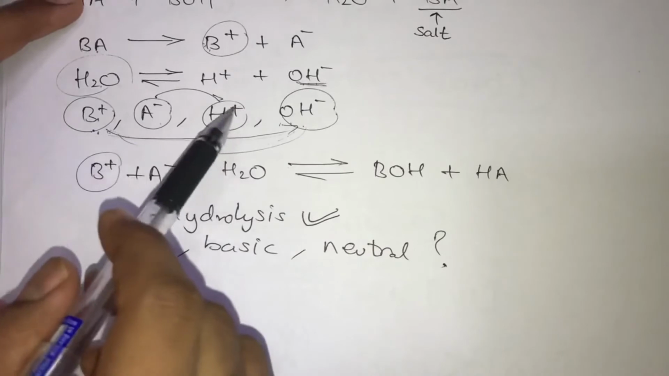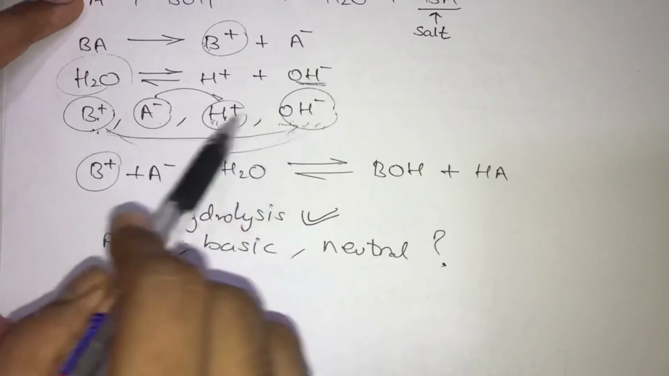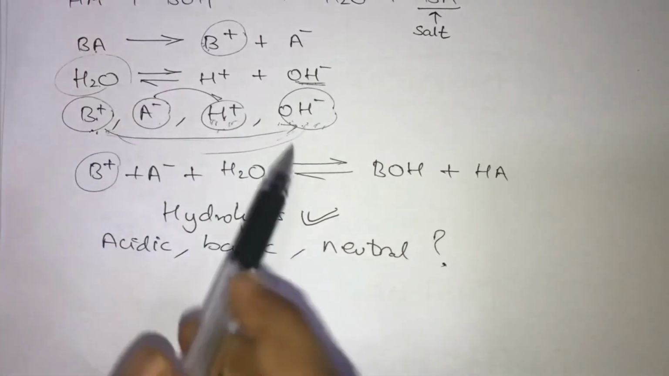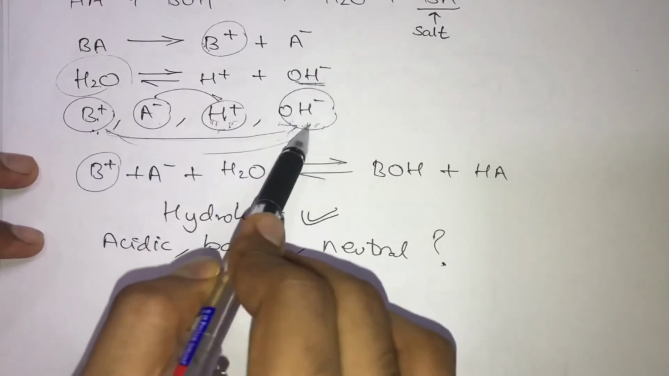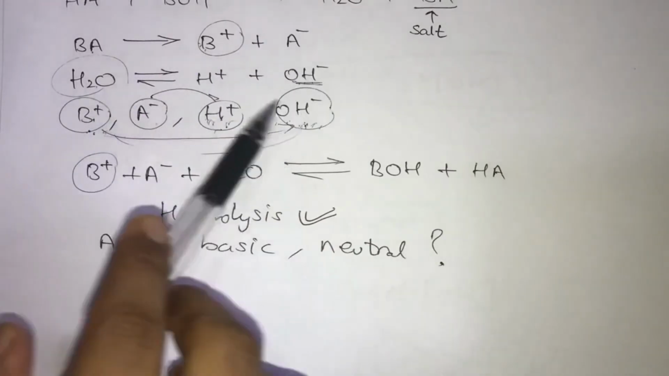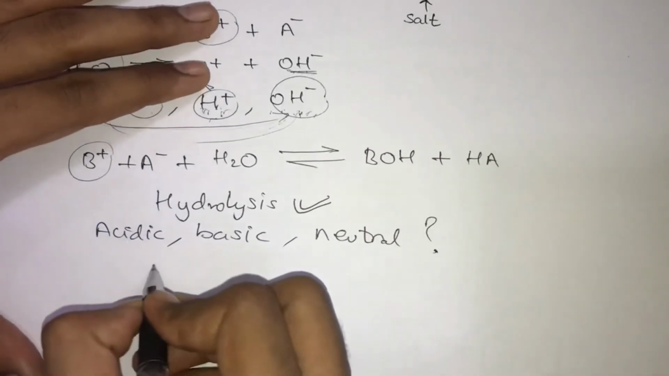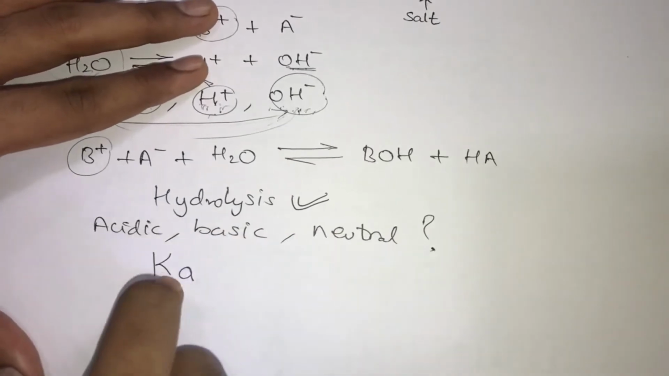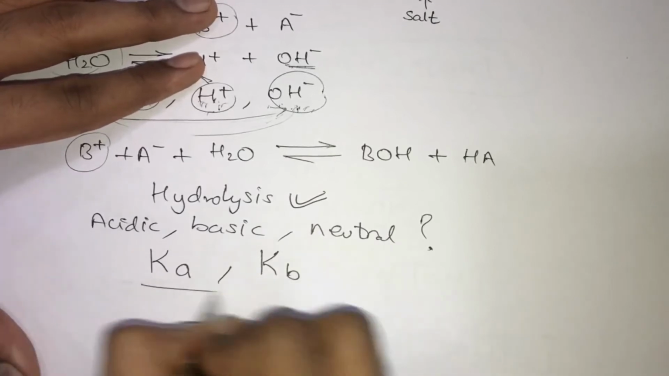Because here, if you see, the H plus is also getting used up and the OH minus is also getting used up. Like in the earlier examples, if H plus was getting used up, then OH minus was not, and if OH minus was getting used up, then H plus was not. But in this scenario, both of them are going to get used up. So there's a question whether our solution will be acidic, basic, or neutral. Now guys, this depends completely on the acid dissociation constant value and base dissociation constant value.